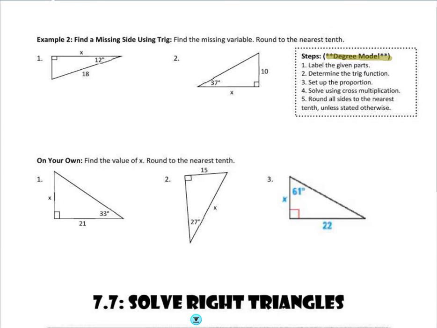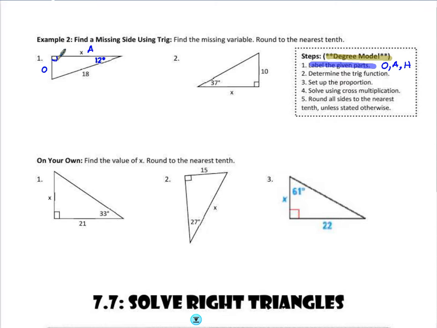our parts of our triangle, but we're going to label them as opposite, adjacent, and hypotenuse. So when I'm standing here at angle 12, what side would be opposite? That would be over here. The side adjacent would be the one next to it, and the side opposite the right angle is the hypotenuse.